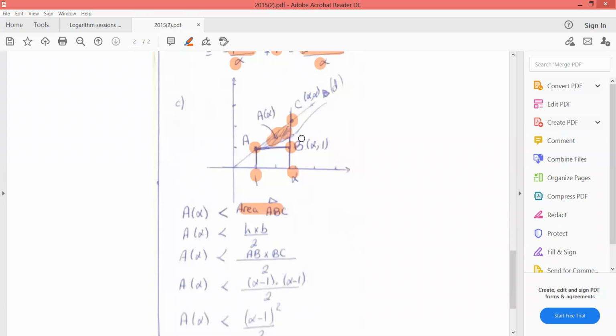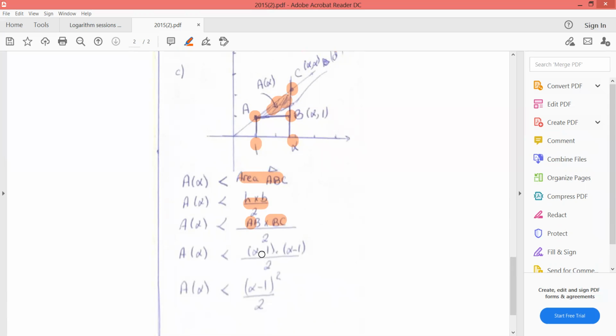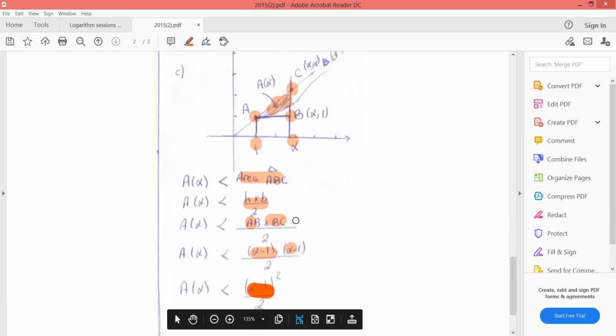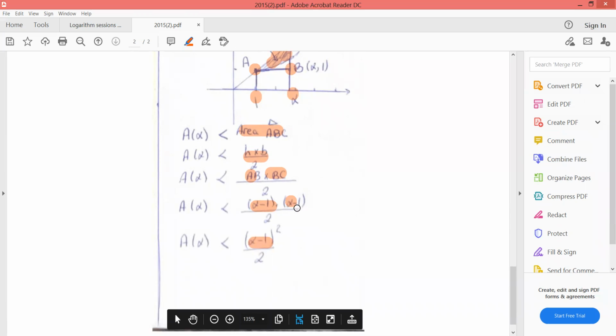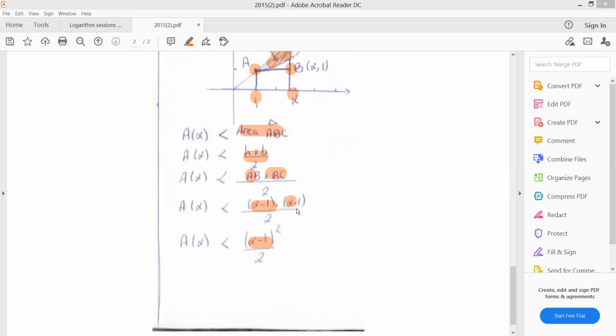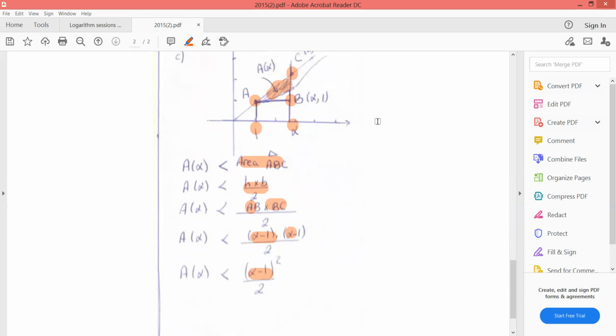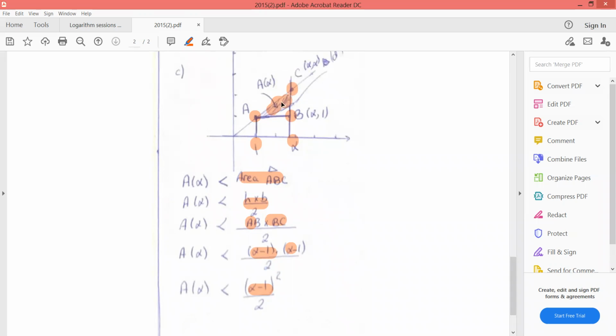ABC is a right triangle. Its area is height times base over 2. The height is AB and the base is BC. The distance between A and B is alpha minus 1, and the distance between B and C is alpha minus 1 also. So A alpha is less than alpha minus 1 squared over 2, since A alpha is the area between the curve and the line, below the line.